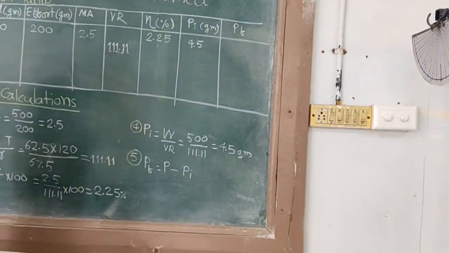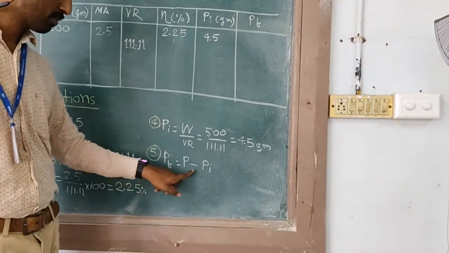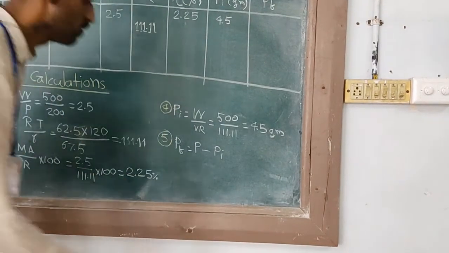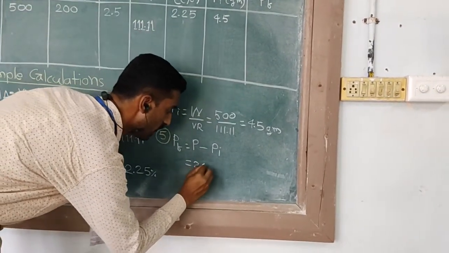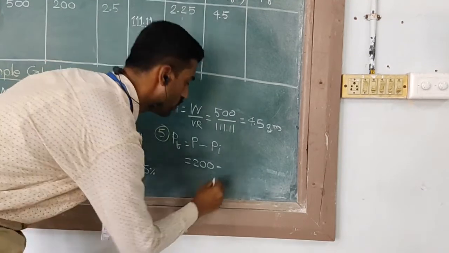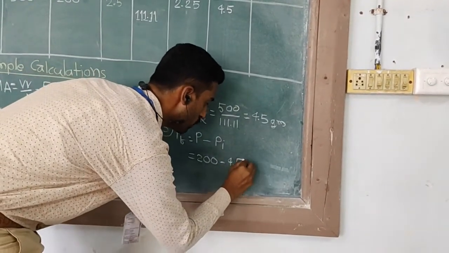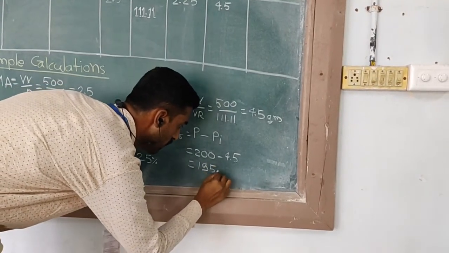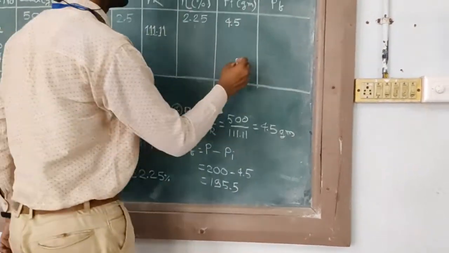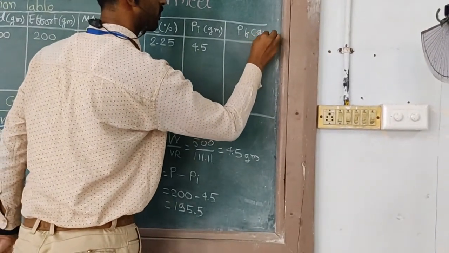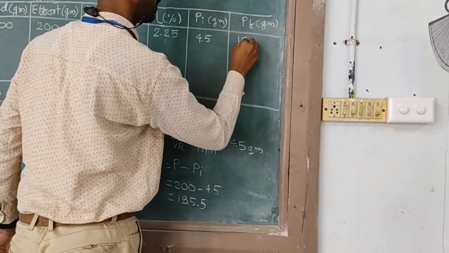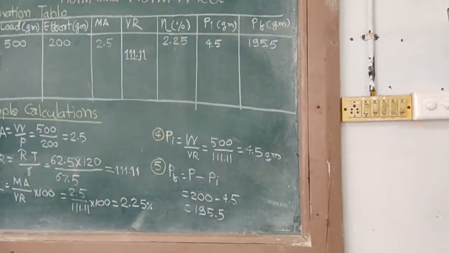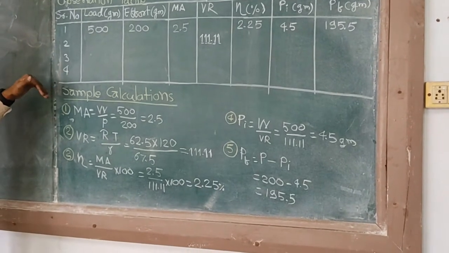So I am going to write down this value into the PI column. Now we have to calculate the last column of the reading, that is the PF, and PF is calculated by P minus PI. So for the first reading P is 200 and PI is 4.5. We will get the PF, that is 195.5 gram. So this is all about reading number 1.